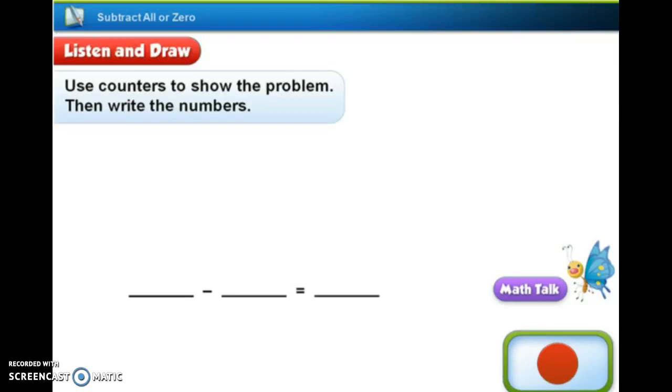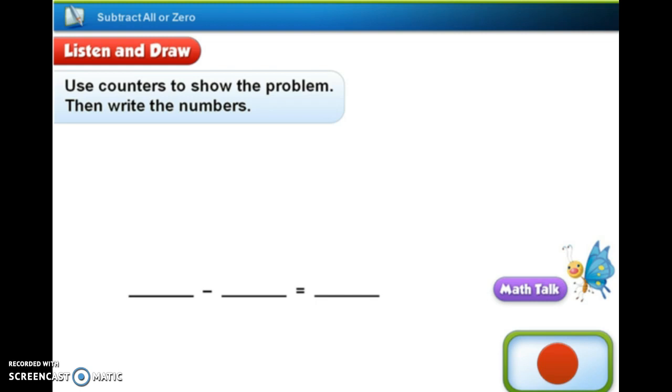Hi boys and girls. Today we're going to work on subtracting all or zero. Turn to page 105 in your math workbook. 105. Press pause, find the page, and then press play. Okay, you're on page 105. Listen as I read the problem.